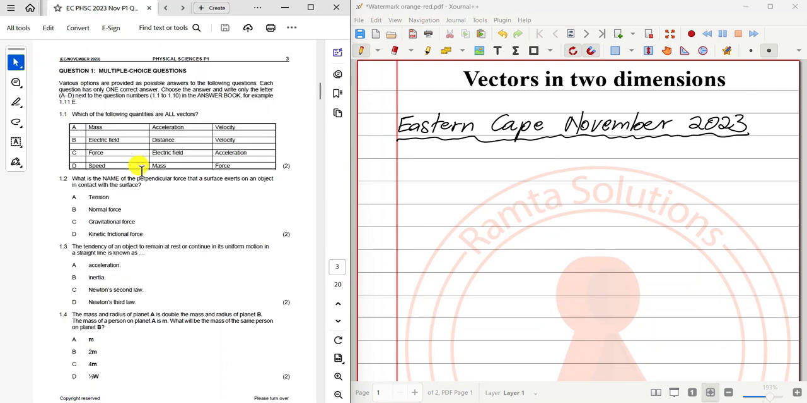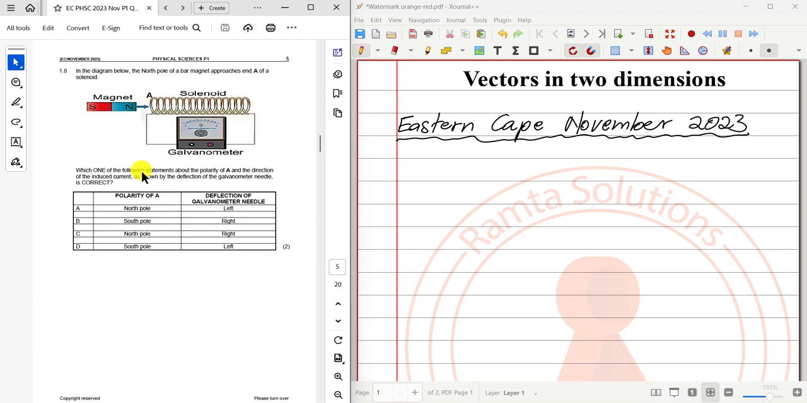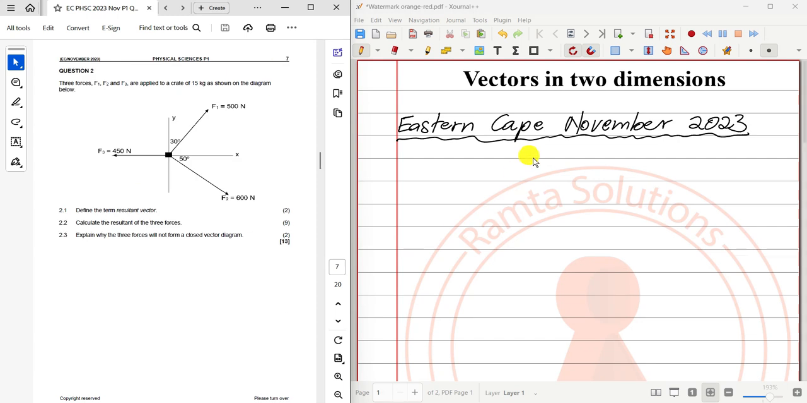Perfect. Now, the topic that we are in is normally question 2. So let's go there. Question 2. All right. Perfect. So this is question 2. Let's read the statement. This is 13 marks. We must be done in 13 minutes.